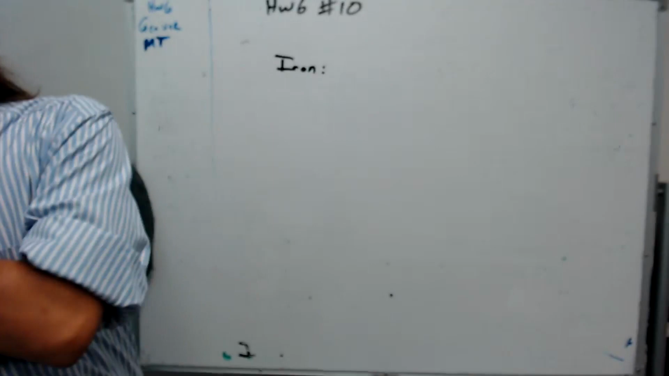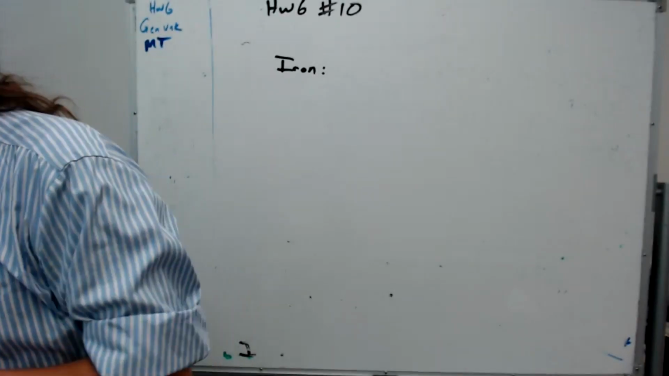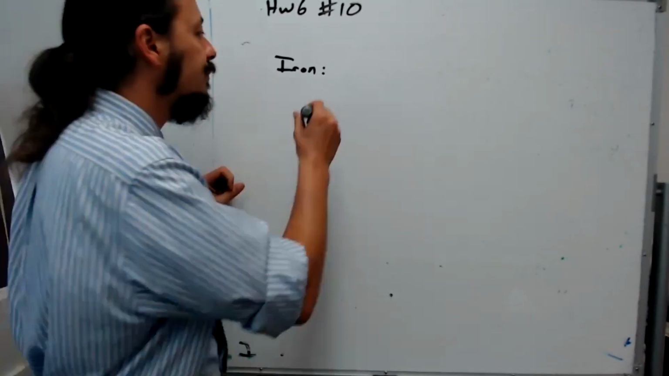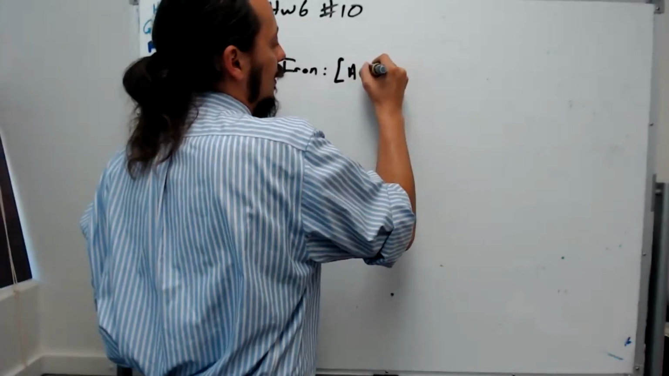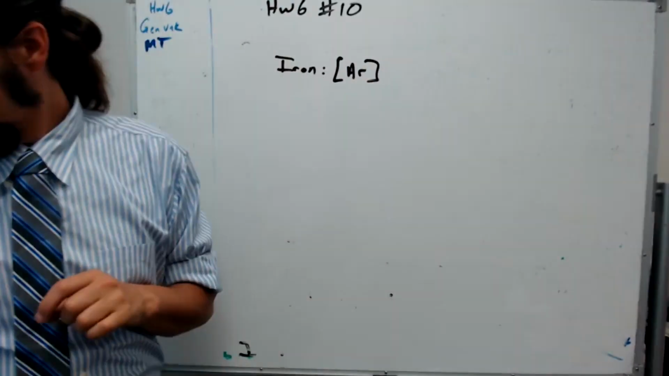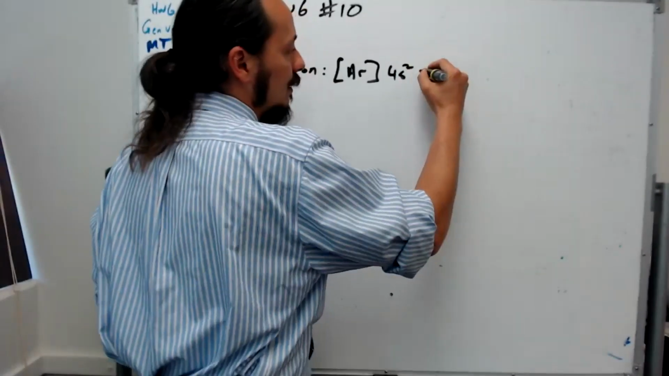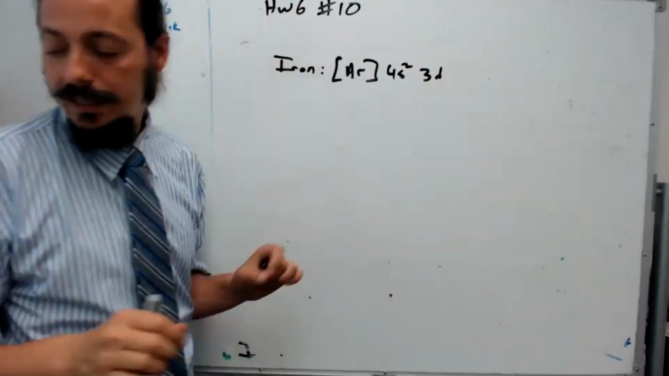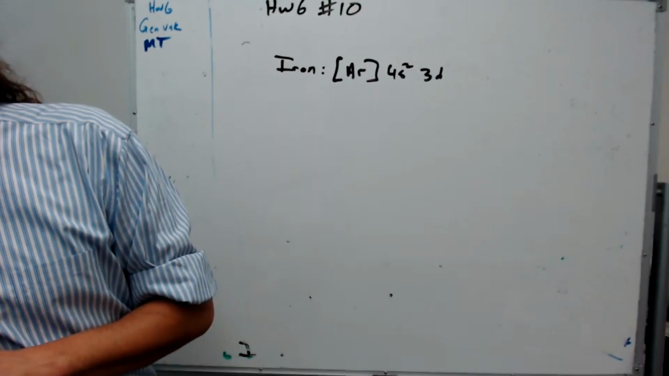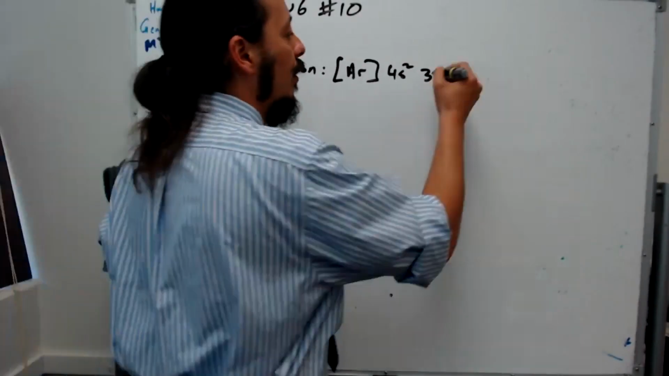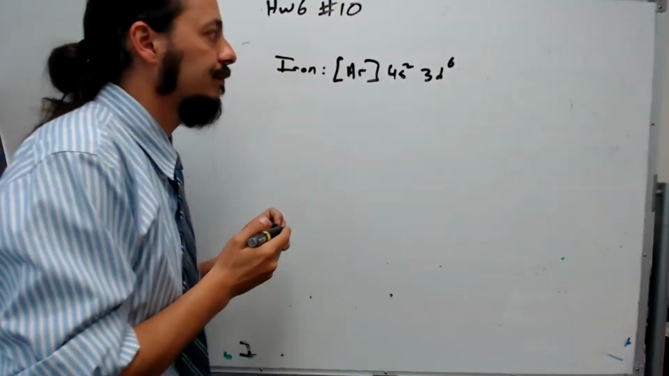First thing we have to do is get the electron configuration for iron correct. It's going to be argon, 4s2, 3d, I've got to count, 3d6.